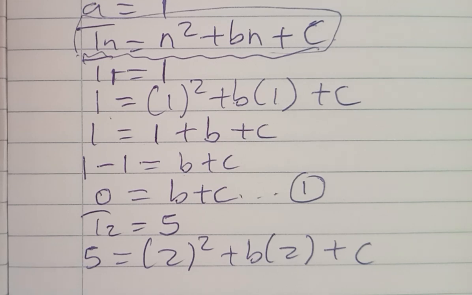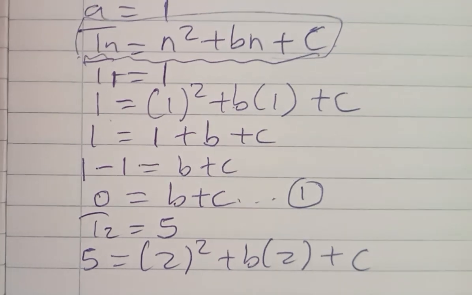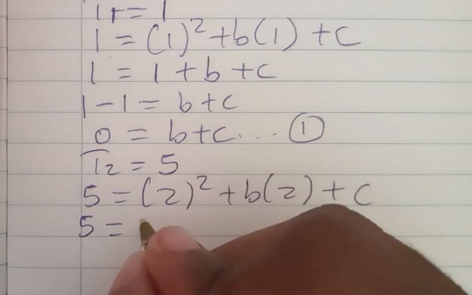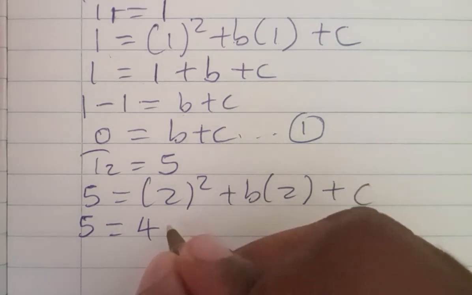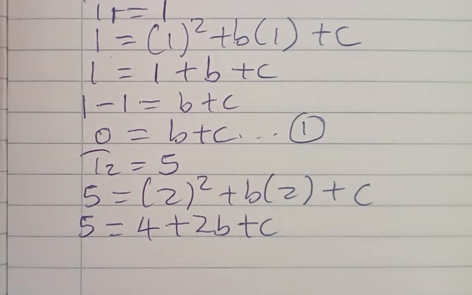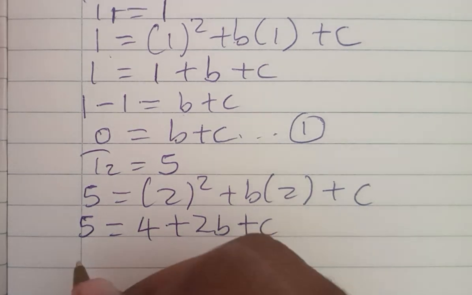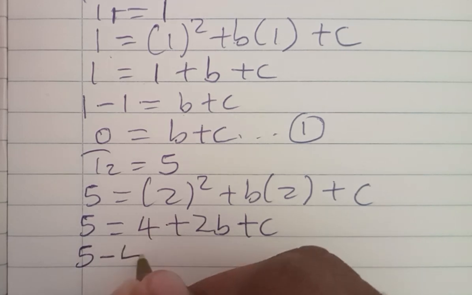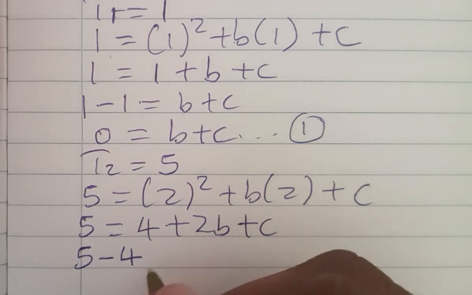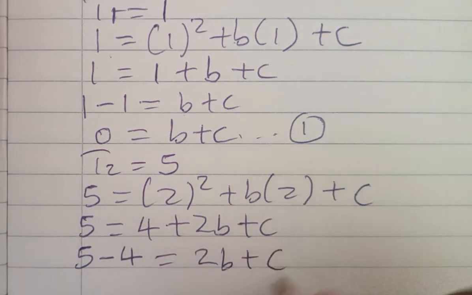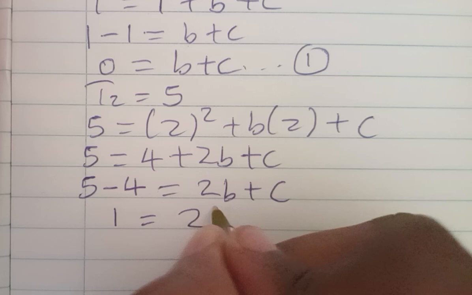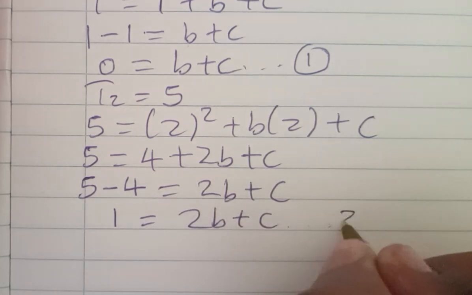So now it's time to break the brackets. Here we'll have 5. 2 to the exponent 2 is 4. b multiplied by 2 is 2b, plus c. I have to take 4 to the opposite direction, so it will change the sign. So here I will have 5 minus 4, because here it was positive, so when I take it to the left it is negative. Here I have 2b plus c. So 5 minus 4 is 1. 1 equals 2b plus c. So this is our equation number 2.